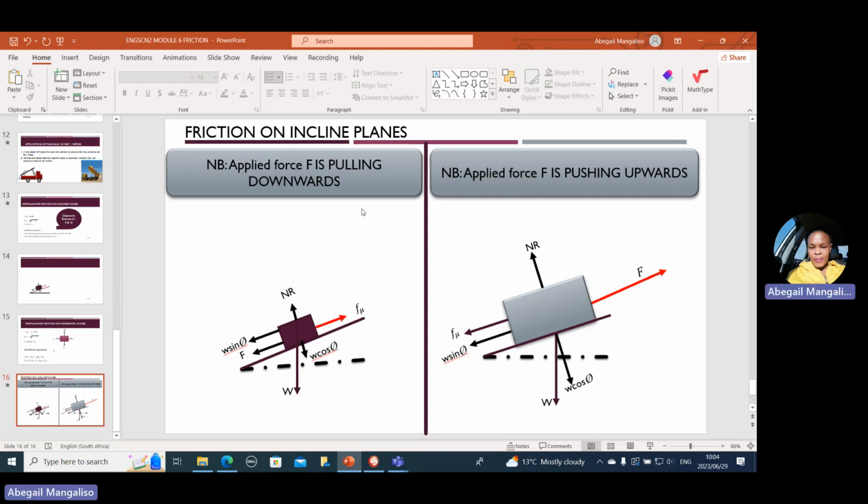Now on an inclined plane, the applied force is pulling downwards. If the question says calculate the smallest force that is required to pull the object down, you sketch your diagram, you show mg sine or W sine, W cos, the weight, and you show that Ft downwards. And the friction always opposes the motion. You apply that the forces up the slope are equal to the forces down the slope.